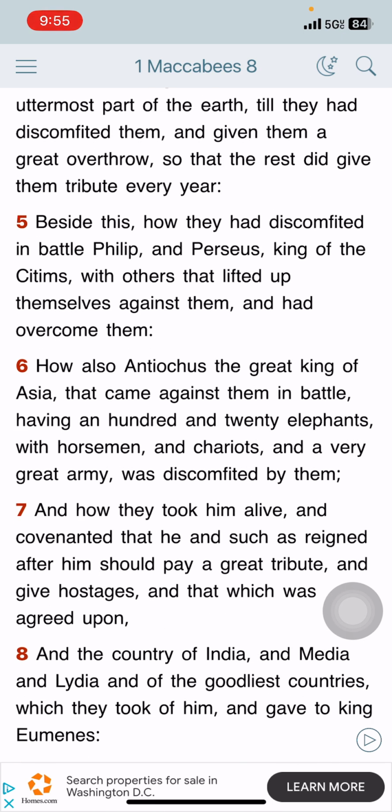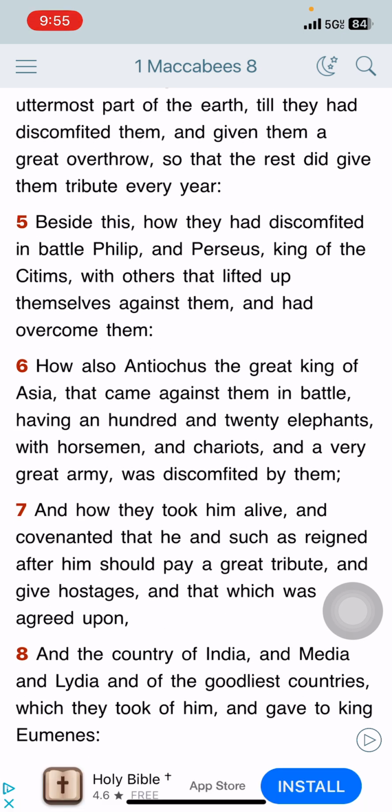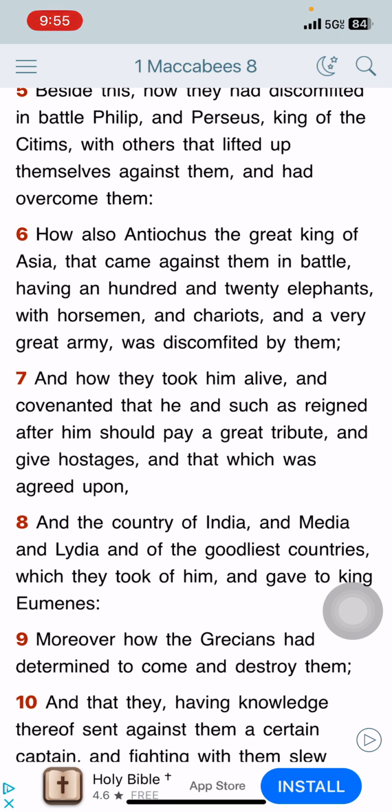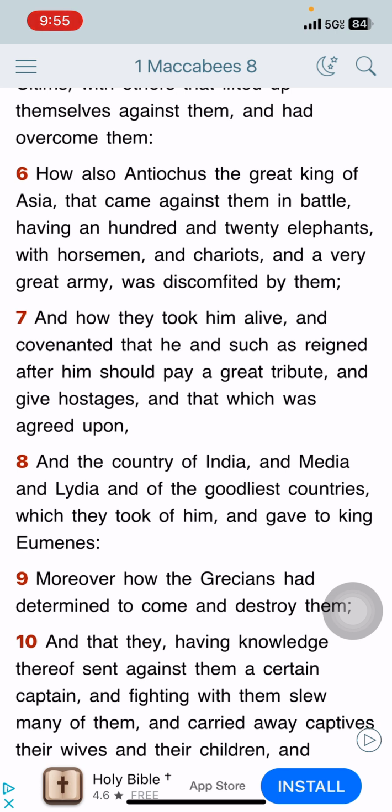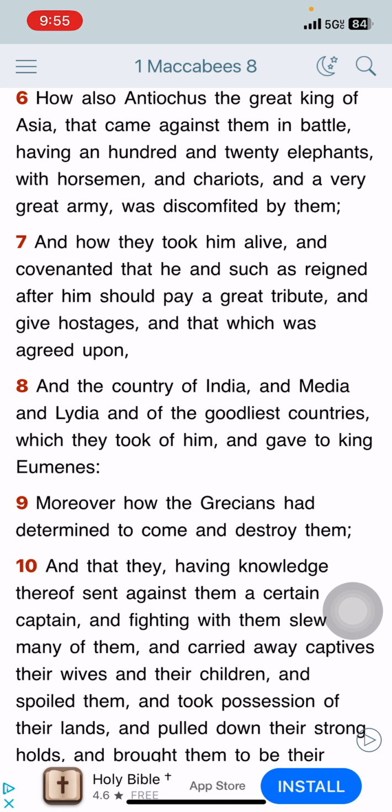Beside this, how they had discomfited in battle Philip and Perseus, king of Sittims, with others that lifted up themselves against them, and had overcome them. How also Antiochus, the great king of Asia, that came against them in battle, having 120 elephants with horsemen and chariots, and a very great army, was discomfited by them. And how they took him alive, and covenanted.